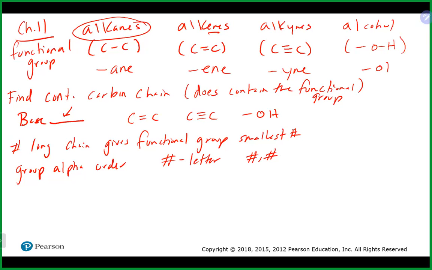Now, we also talked about cis and trans isomers.